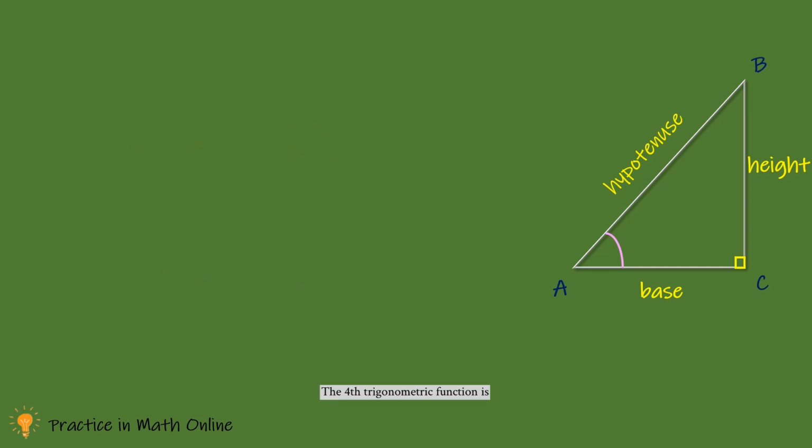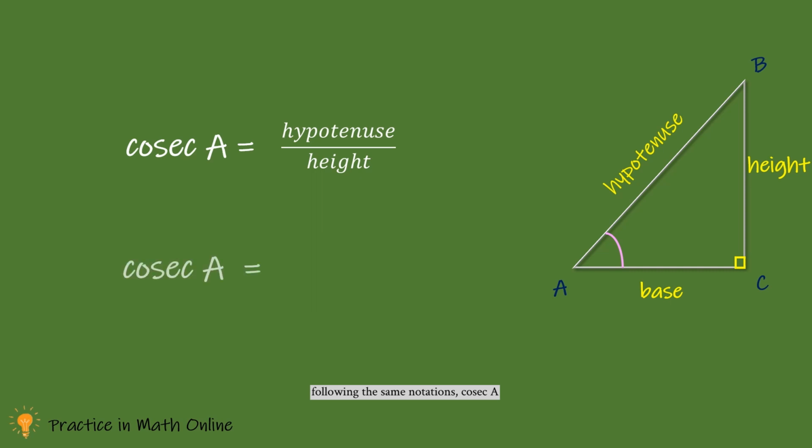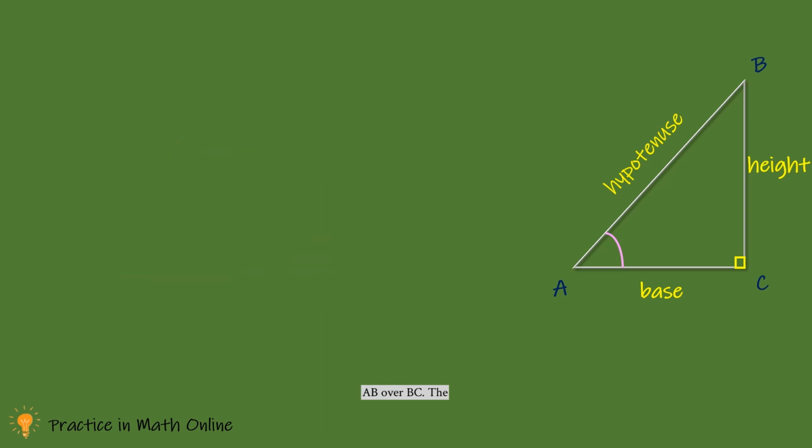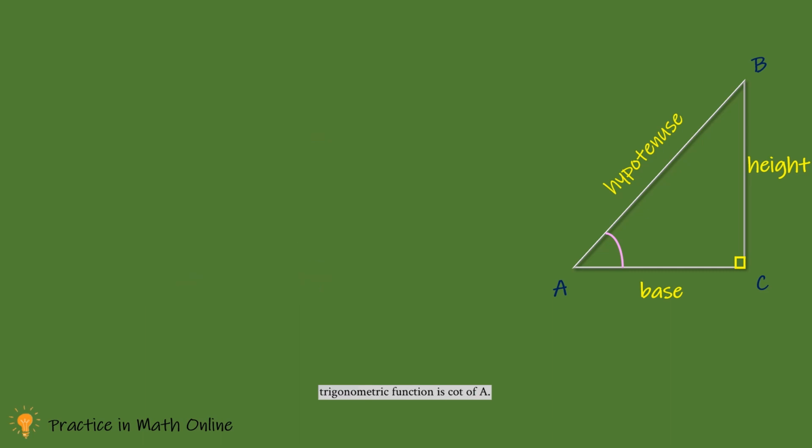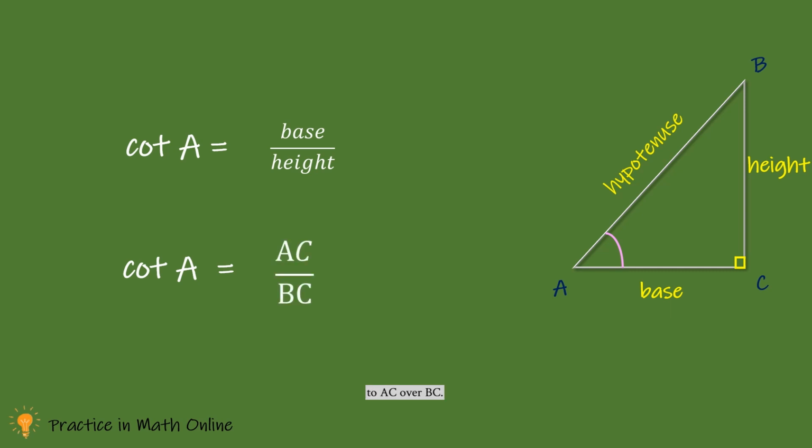The fourth trigonometric function is cosec A, and cosec A is hypotenuse upon height. Again, following the same notations, cosec A will be equal to hypotenuse, which is AB, and height, which is BC. So AB over BC. The fifth trigonometric function is sec of A, and sec of A is defined as hypotenuse over base. So sec A will be AB over AC. And the last trigonometric function is cot of A. Cot A is defined as base over height. So cot A will be equal to AC over BC.